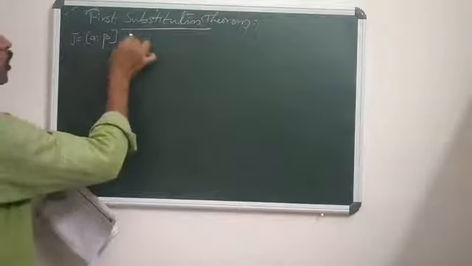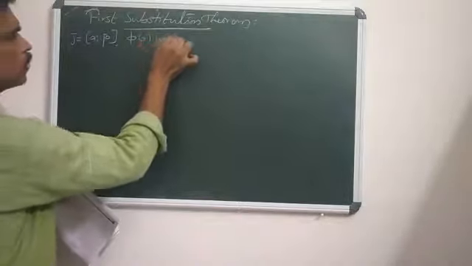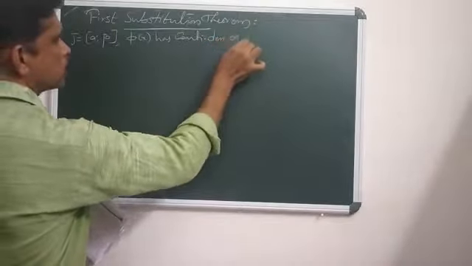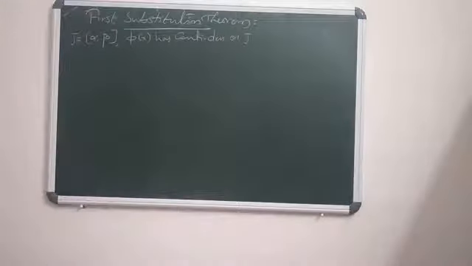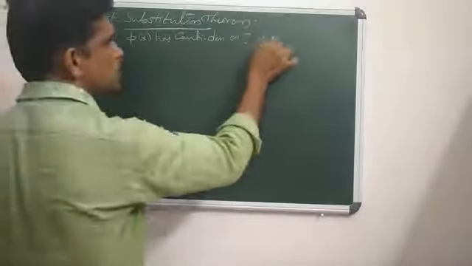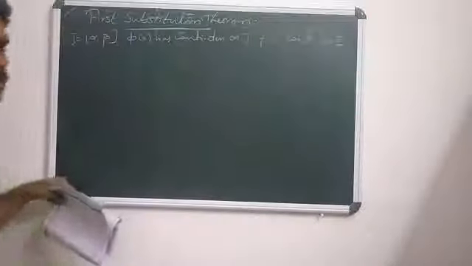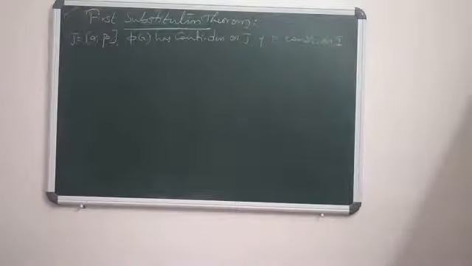A function phi of x. Phi has a continuous derivative on this J, meaning phi dash, phi double dash, phi triple dash, etc. exist on J. f is continuous on I, where I is a closed interval which contains phi of J. f is continuous on I containing phi of J.